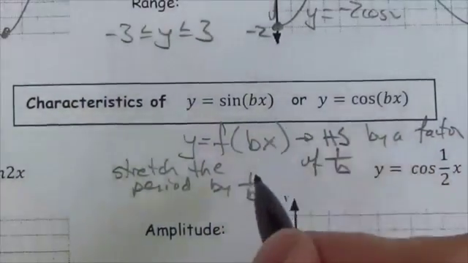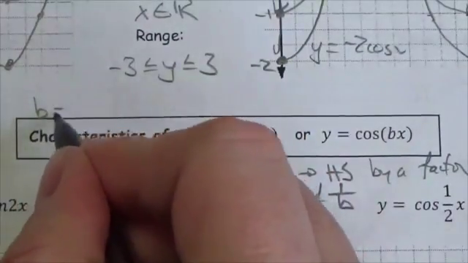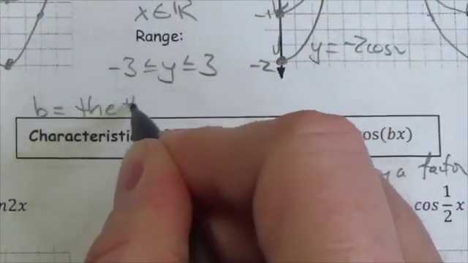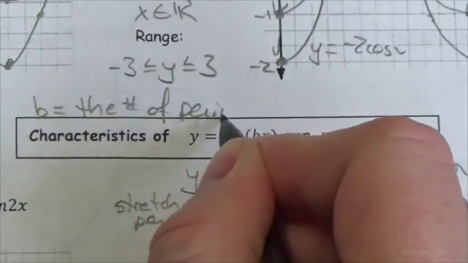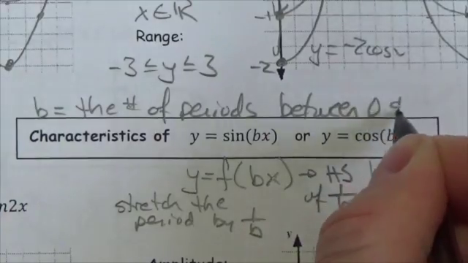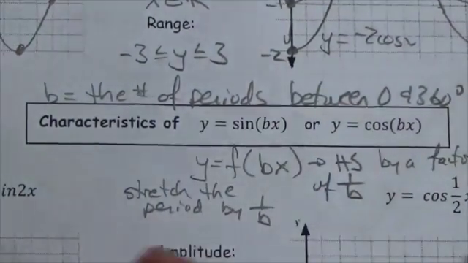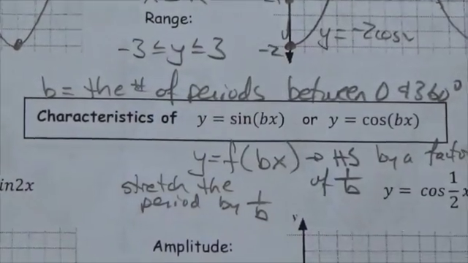So what happens here is b also becomes, I'll maybe write this up here, b is the number of periods between 0 and, let's say, 360. In essence here, if you want to give it a characteristic, you can call b the frequency of this graph now.